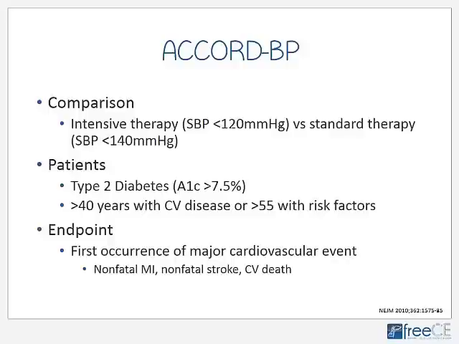Their A1C had to be over 7.5. They also had to be over 40 years old with cardiovascular disease or over 55 years old with risk factors for developing cardiovascular disease. The endpoint that the authors looked at was the first occurrence of major cardiovascular events. That included non-fatal MI, non-fatal stroke, and cardiovascular death.